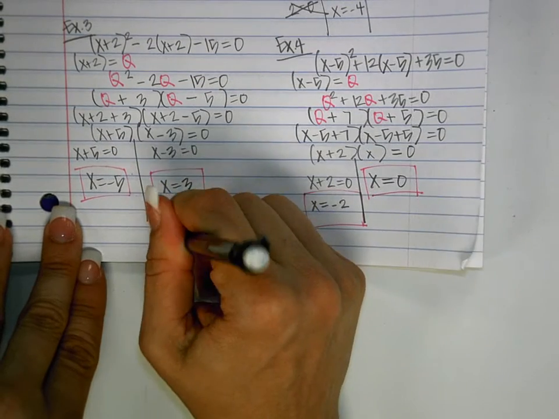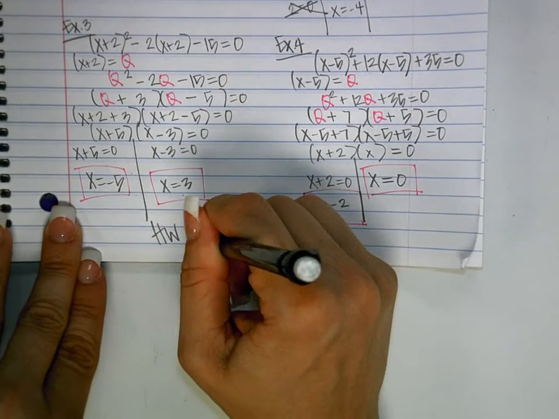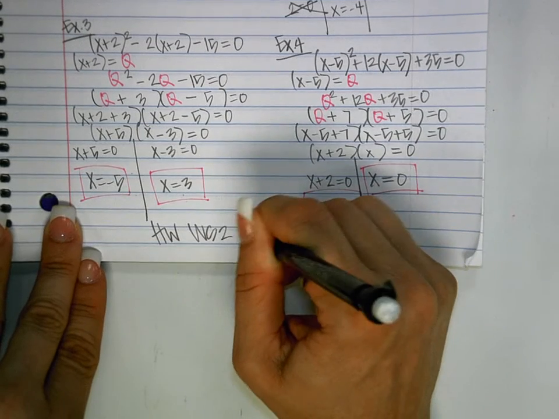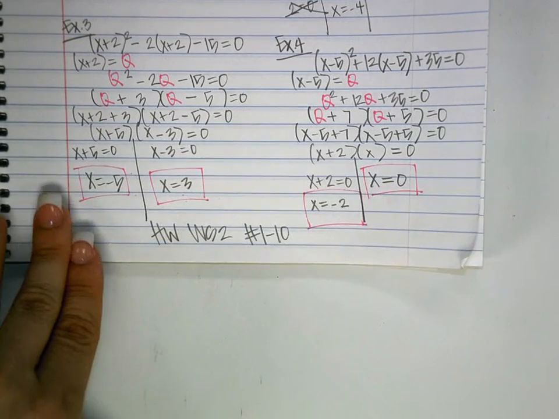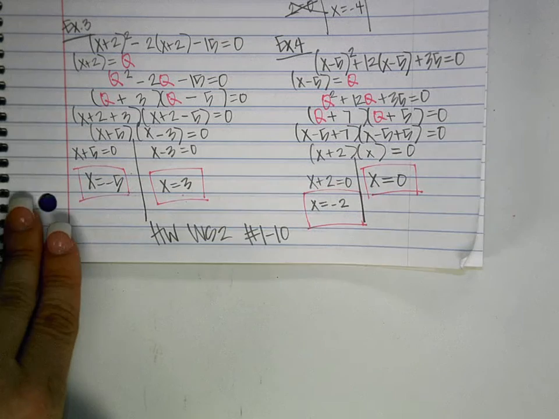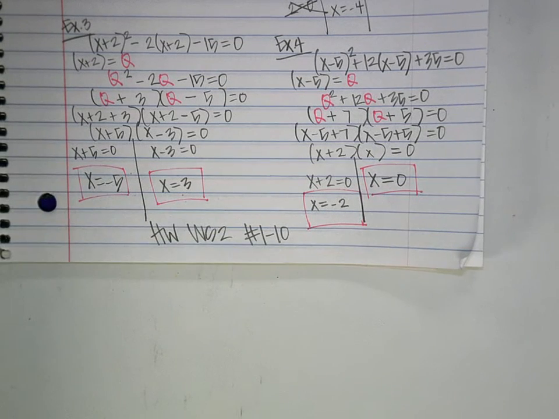Homework for this one is going to be worksheet 2. You are only doing numbers 1 through 10, okay? The second half of this worksheet is word problems. We will do that another day, okay? So you're only doing 1 through 10.